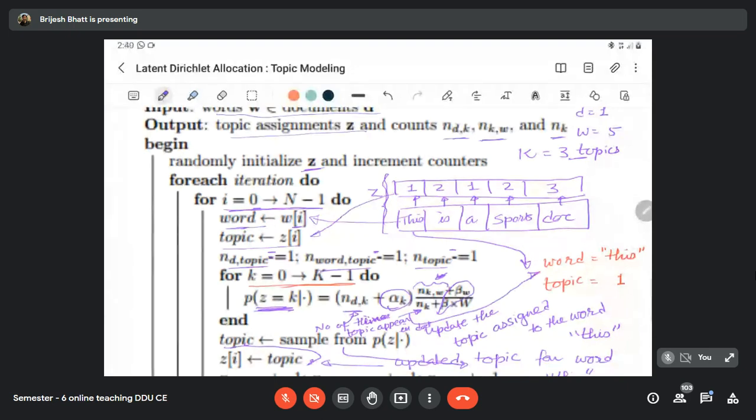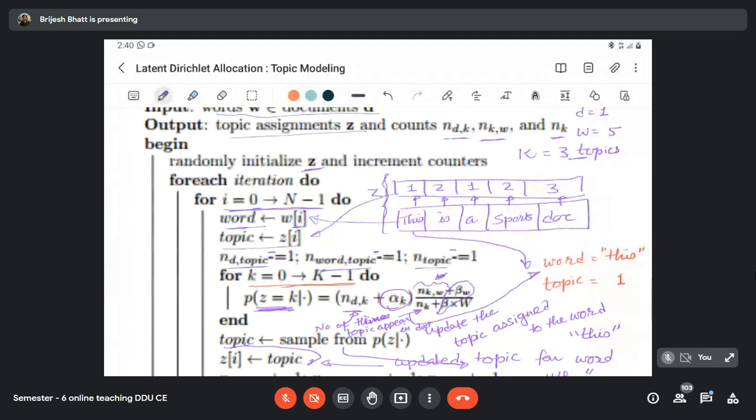What does it mean? Because now the current word's topic is removed, we want to reassign a new topic to the current word. So in your total count of that topic, reduce it by 1. Total count of the word assigned that topic, reduce it by 1. And total count of the document assigned that topic, also reduce by 1. And then begin your processing.